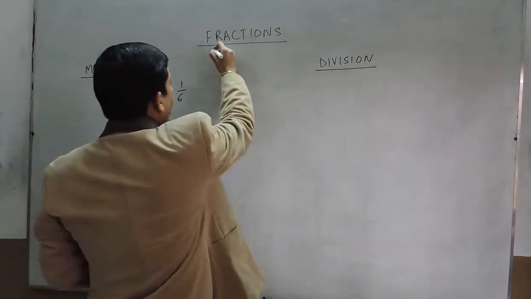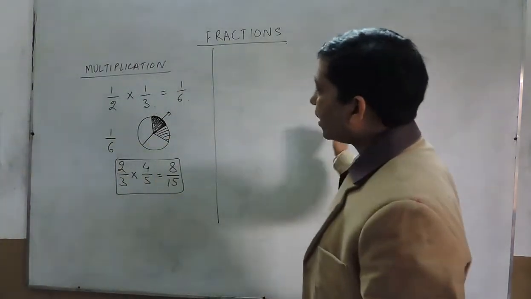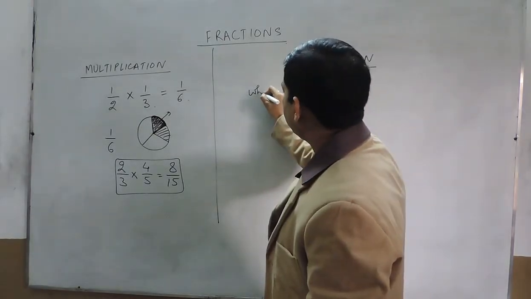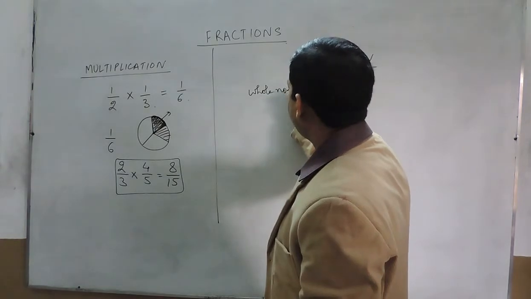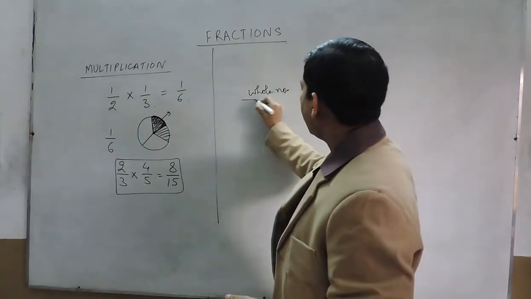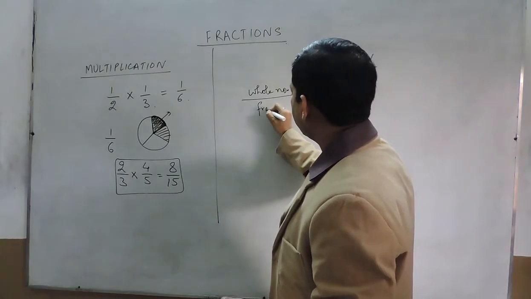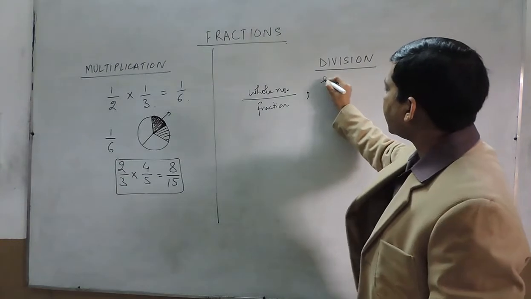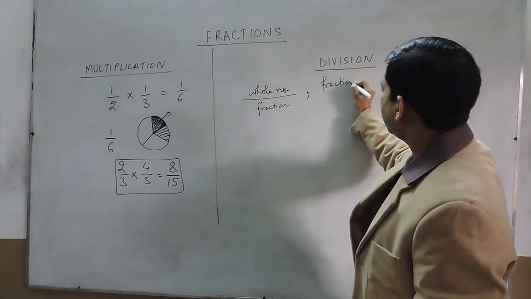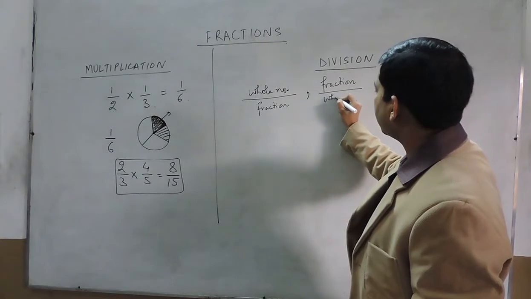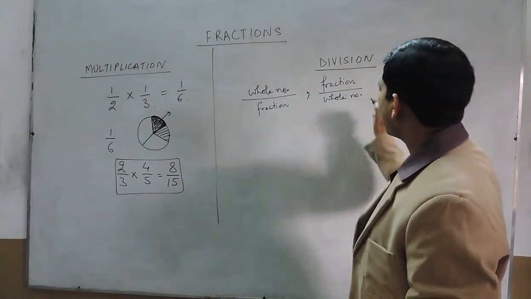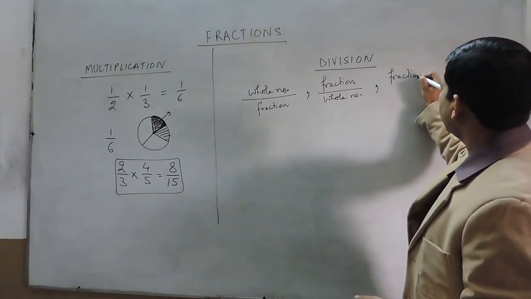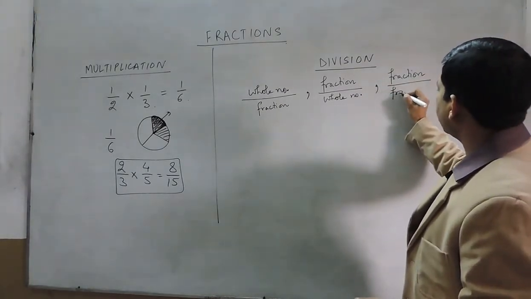Now, when we talk about division, we have 3 different cases. One is a whole number divided by a fraction, where whole number means from 0 up to all the numbers. The second is a fraction divided by a whole number. And the third is a fraction divided by a fraction.